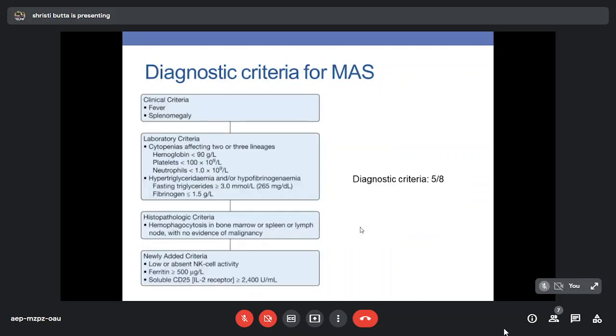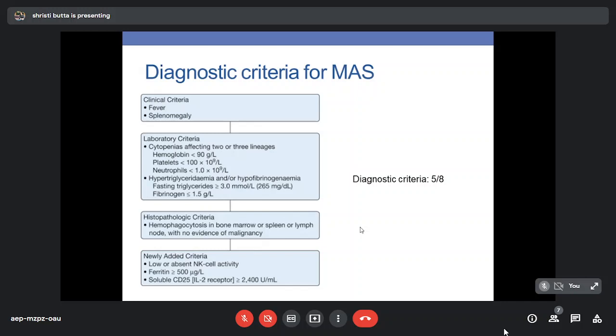The diagnostic criteria involve the clinical criteria, which I've already discussed. There's fever, there's splenomegaly. It involves the laboratory criteria, that is hemoglobin less than 90, that is 9 grams per dl. It is important to know that platelets may be low. Together with that, neutrophils, hypertriglyceridemia, hypofibrinogenemia: fasting triglyceride levels are very high, and fibrinogen levels are low. Histopathologic criteria involve hemophagocytosis in the bone marrow, spleen, or lymph nodes with no evidence of any malignancy.